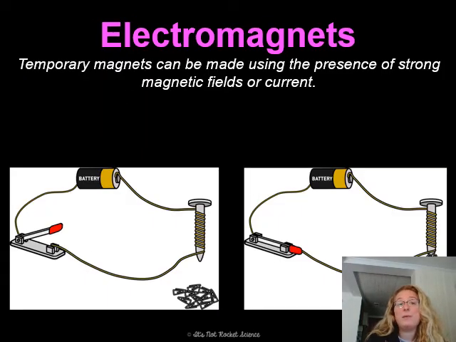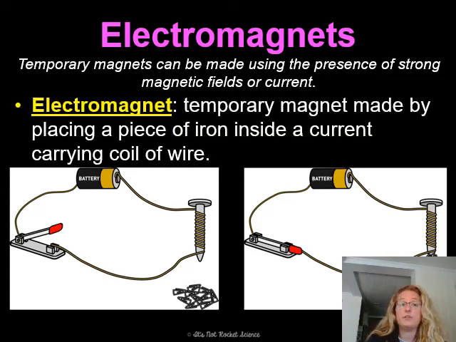So how can we make an electromagnet? These are called electromagnets. It can be made using the presence of a strong magnetic field or current, and this is how we do that. Electromagnet: a temporary magnet made by placing a piece of iron inside a current carrying coil of wire.